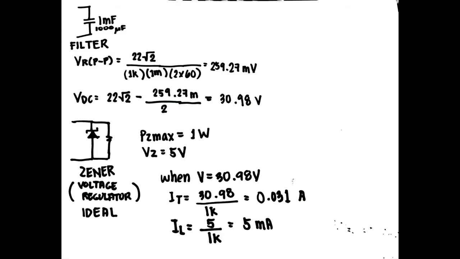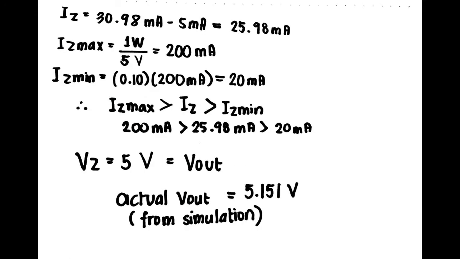milliamperes. The IL is 5 milliamperes, and therefore if we compute the IZ max, which is equal to 200 milliamperes, and the IZ min, which is equal to 20 milliamperes, it is in between IZ max and IZ min. Therefore, it satisfies that the voltage of our Zener is 5 volts, and it is also the output voltage. The actual voltage that we obtained from the simulation is 5.151 volts.